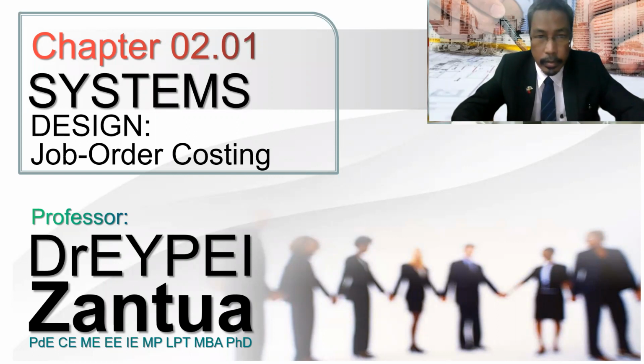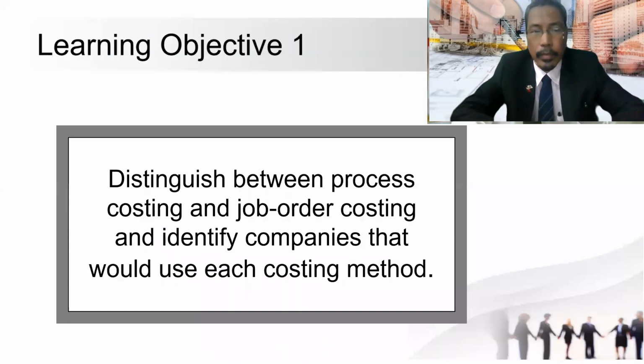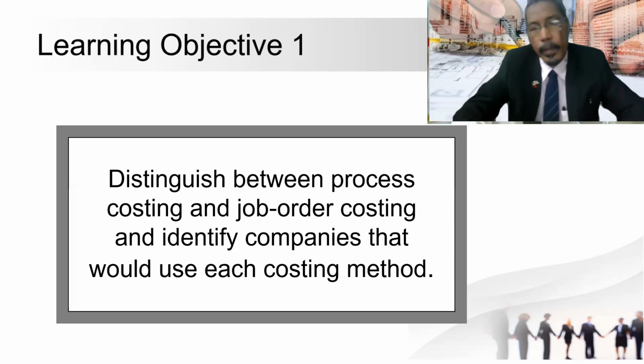In this video, we will now turn to chapter 2, which is systems design, job order costing. So let us start with module 01. For module 01, we have the following learning goals: we have to distinguish between process costing and job order costing, and identify companies that would use each costing method.